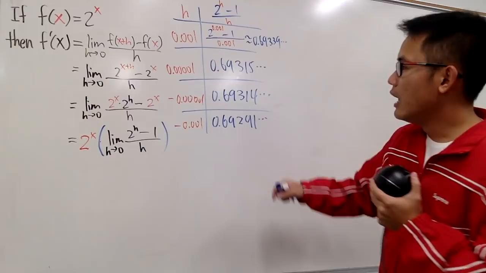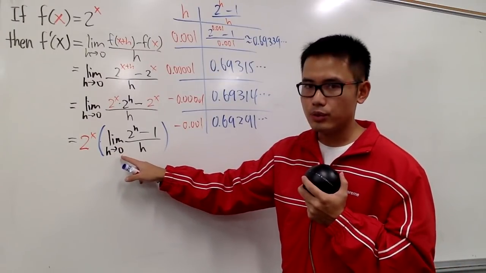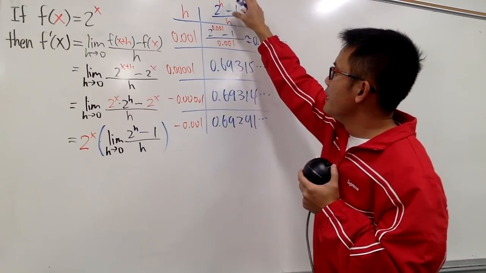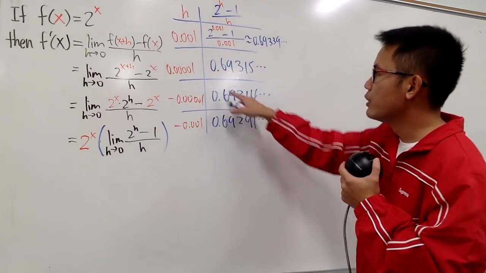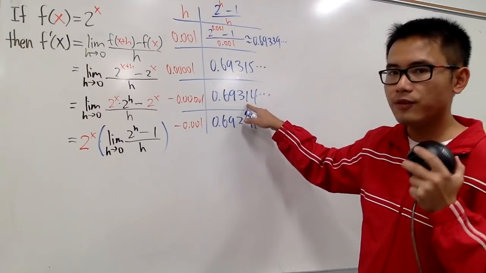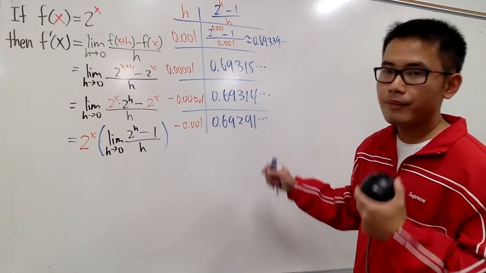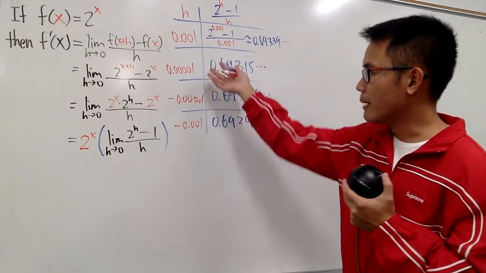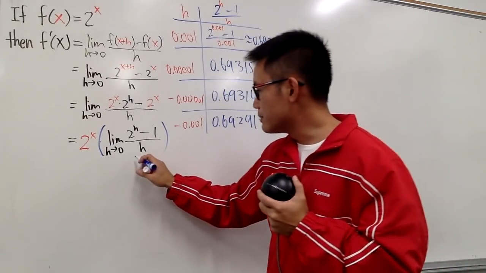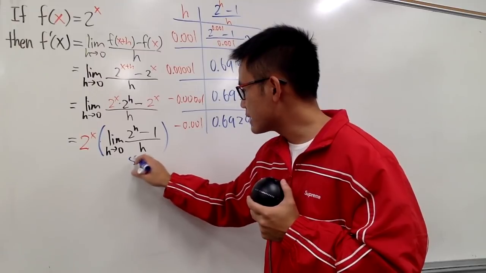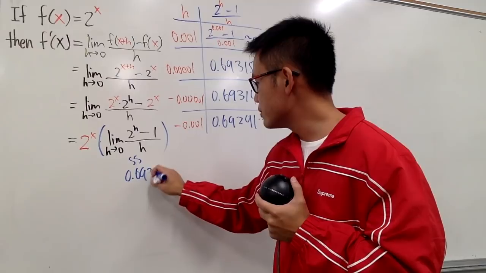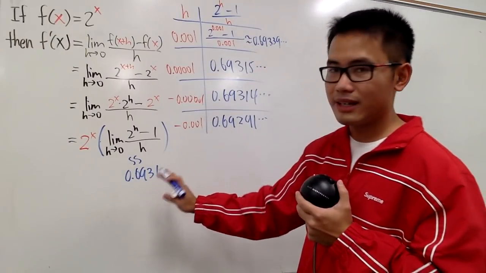So as you can see, as h is approaching 0 from the positive side and also from the negative side, this expression is approaching 0.6931, right? Because as you can see, in fact, the first 4 digits are the same right here and right here. And you can try with more numbers for h, but as I said, this is about it. So you can kind of just make a guess for now. This right here is approximately equal to 0.6931, all right? So let me just write it down like this.